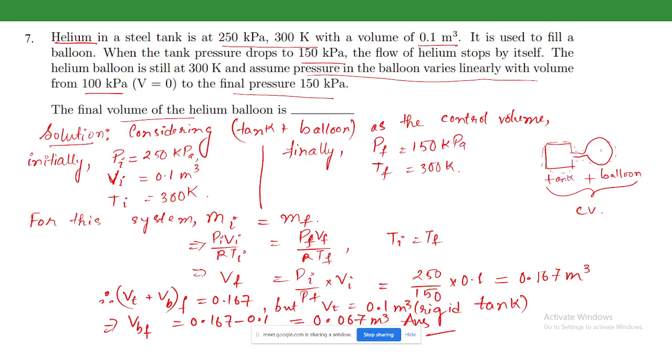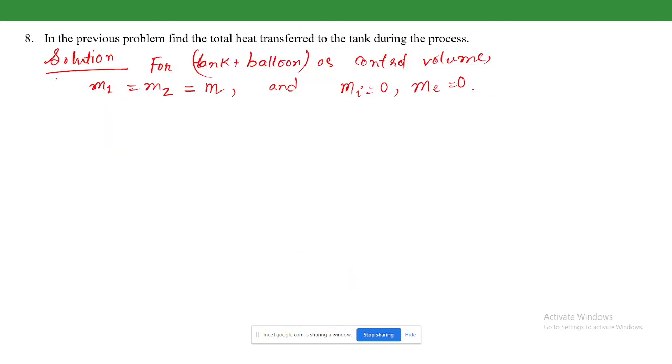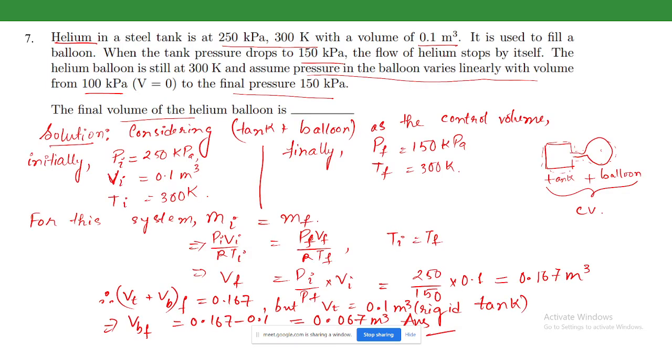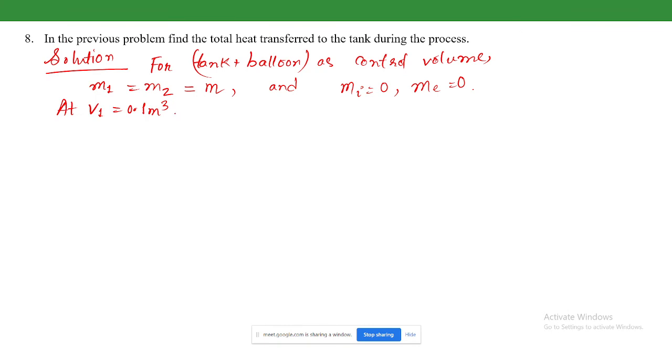But it states that the pressure inside the balloon varies linearly with the volume. So if we consider the tank and the balloon as a system, at V1 is equal to 0.1 meter cube. So what is the initial volume? Initial volume was 0.1 meter cube. In that case, the pressure was 250 kPa. P1 is equal to 250 kPa.